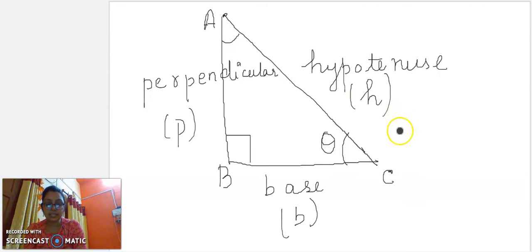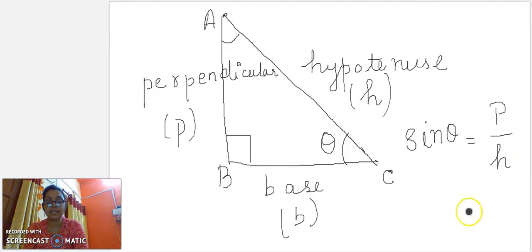So, what is sine theta? Sine theta is the ratio of the length of the perpendicular by the length of the hypotenuse. I repeat, what is sine theta? Sine theta is the ratio of the perpendicular and the hypotenuse in a right angled triangle.